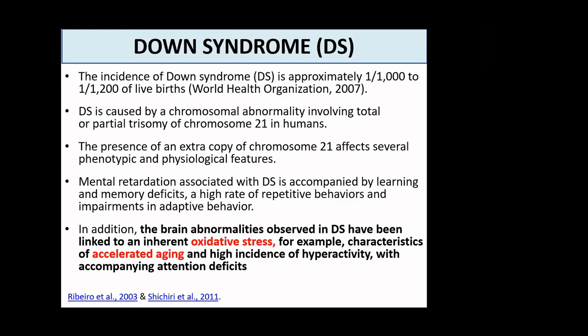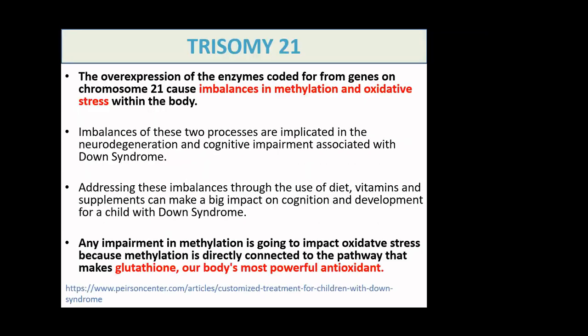In addition, the brain abnormalities observed in Down syndrome have been linked to an inherent oxidative stress again. For example, characteristics of accelerated aging and a high incidence of hyperactivity with accompanying attention deficit. So you can see the common factor coming out, oxidative stress. Overexpression of the enzymes coded for from the genes on chromosome 21 cause imbalances in methylation and oxidative stress within the body.